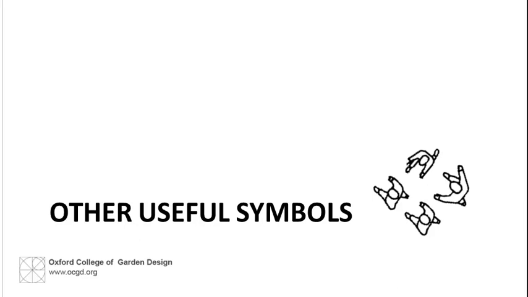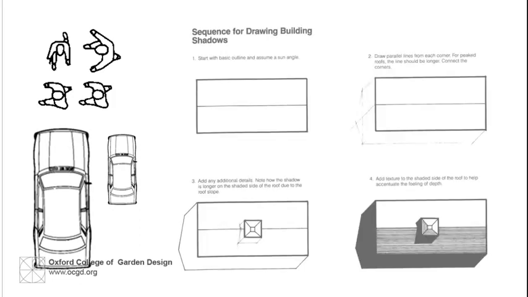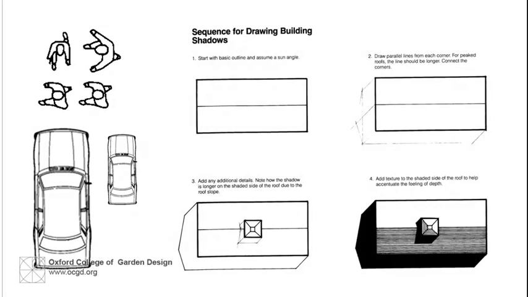Other useful symbols. People are always useful to help give a sense of scale to your drawing, as are cars. Buildings, such as the house and outbuildings, are drawn with a black felt tip pen to make them stand out off the page. Leave a gap for doors and windows, or show the door half open with a quarter circle indicating the swing area.